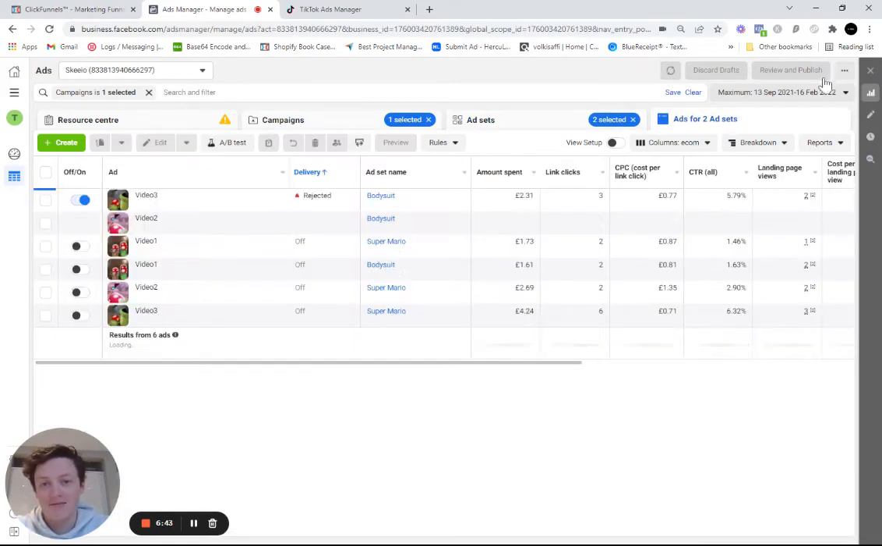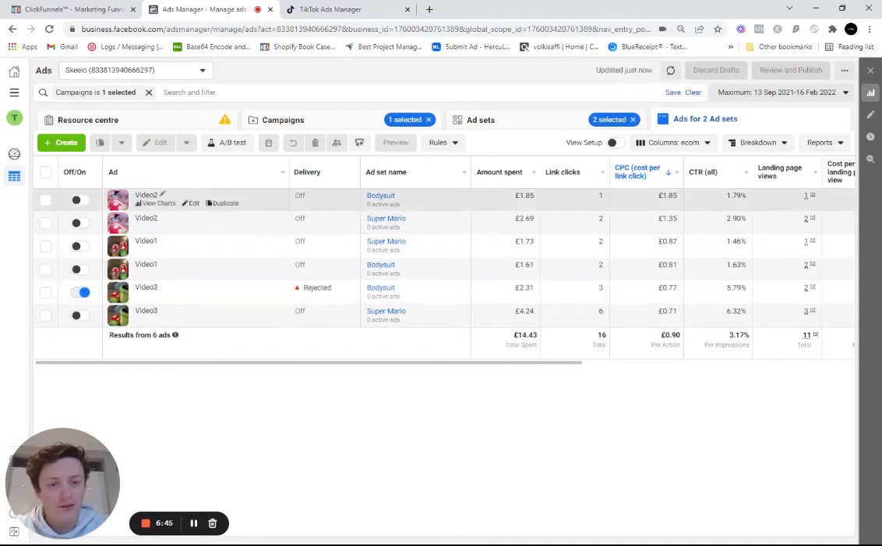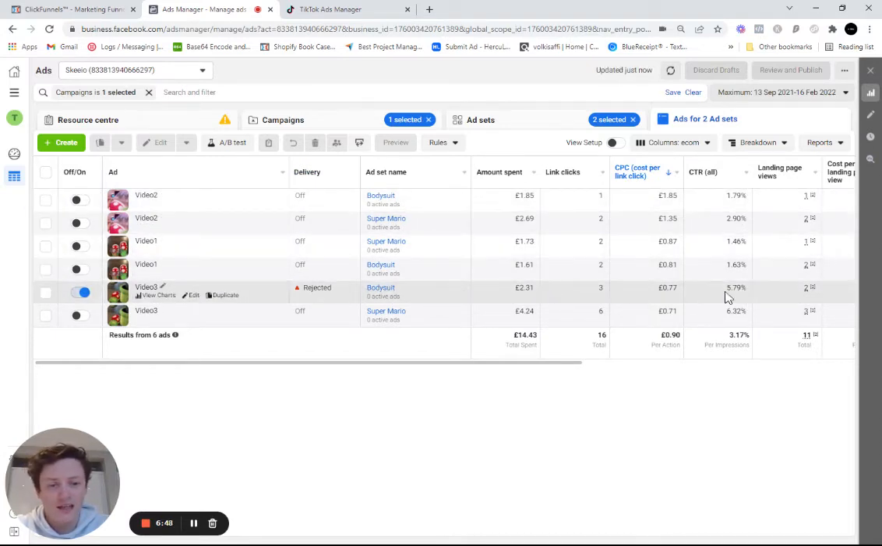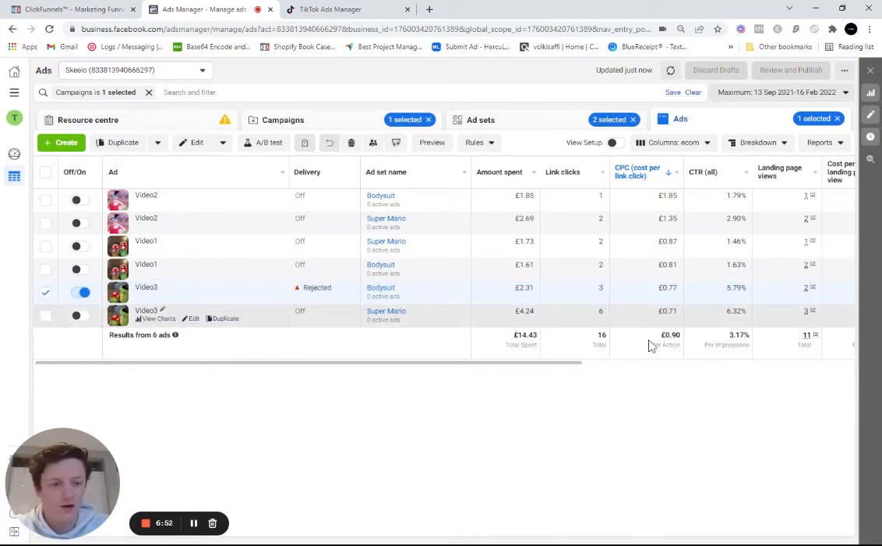If we then look at the ad level of these, look at the cost per click, these are expensive, but you'll notice the ad that was left on, 77 pence cost per click. And this ad, I'm not really sure why that's turned off.